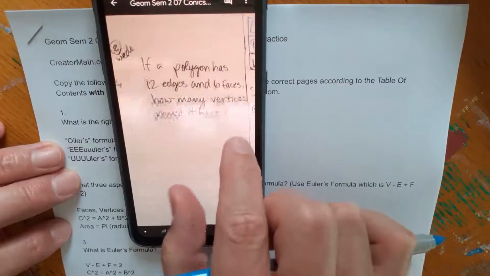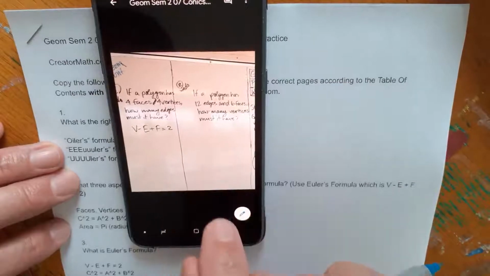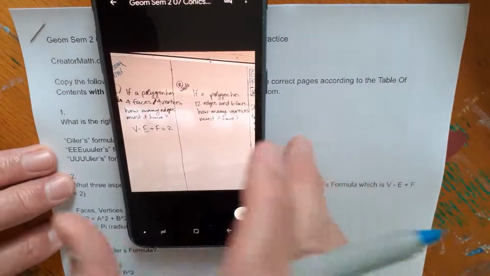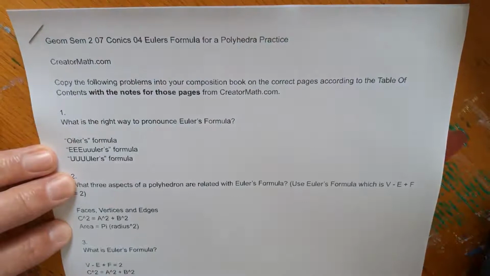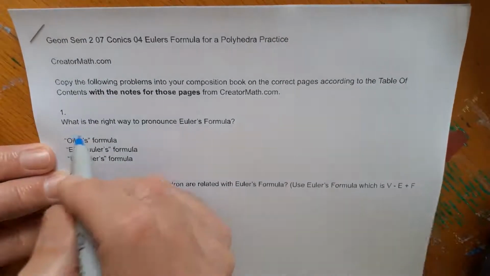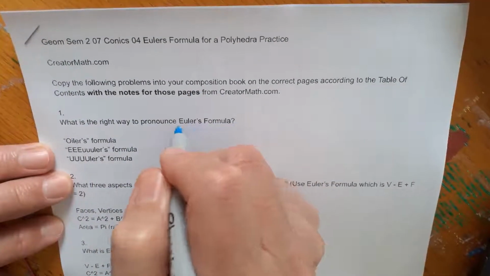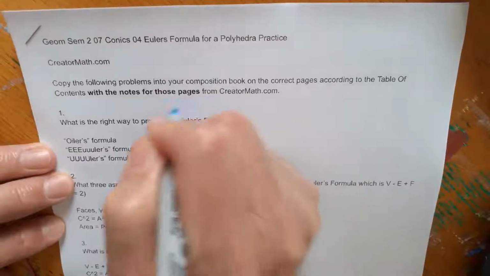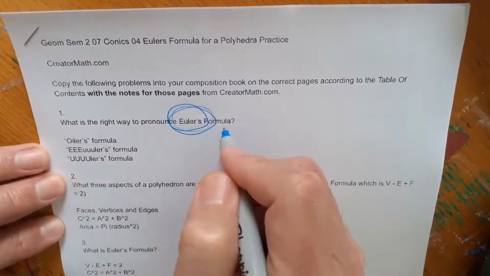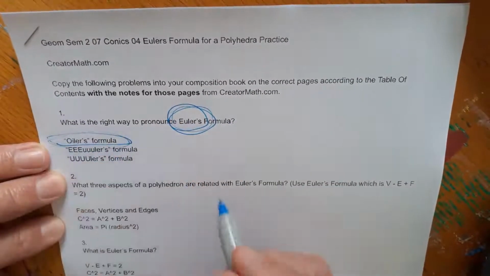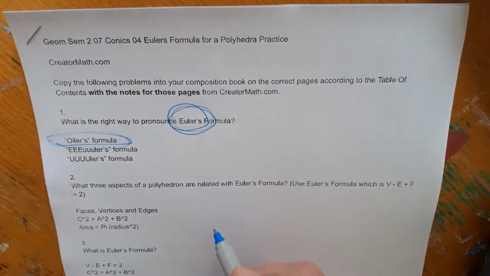On the notes are some problems for you to do, and that's going to look a lot like the problems we do right now. All right, so let's see if we can work through some of these problems. What is the right way to pronounce Euler's? Euler's formula. So we're going to go with that. We've been talking about that. Now you know that, hopefully, and you can stick to that pattern.